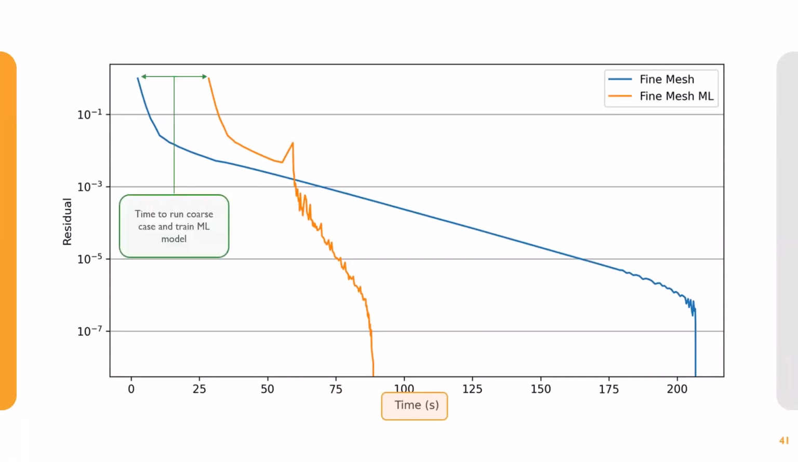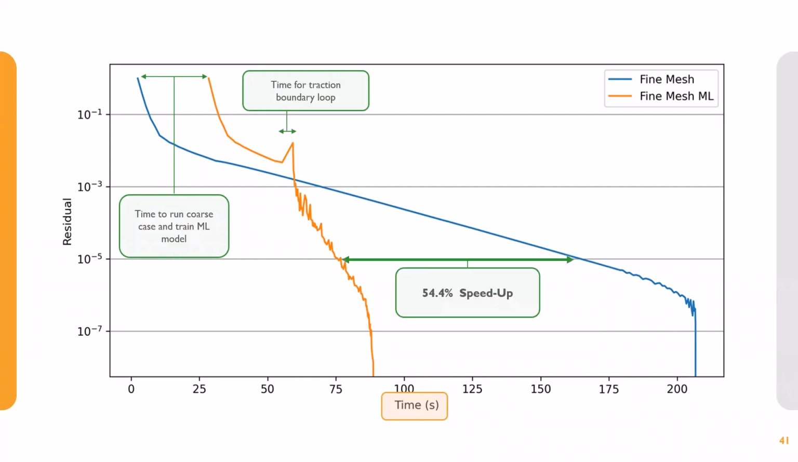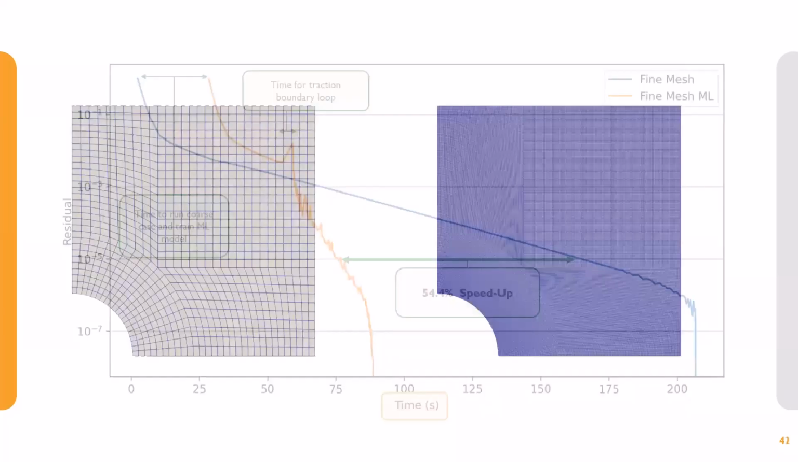So this gap up here is the time taken to run the coarse mesh and train the machine learning model. And then this little gap or spike here is the time taken for the traction boundary loop. And for a residual of 10 to the power -5, which is what it recommends in the literature for this case, it produced a speed up of 54.4%, which is pretty good.